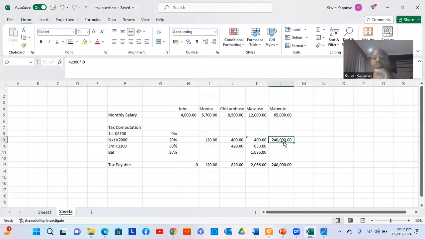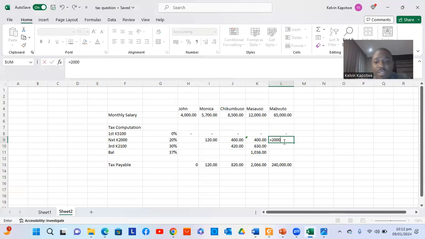And then now let's get to Mavuto. That is the highest income earner in this case. So equally, the first 2,000 will be 400 kwacha. So remove the first 5,100, get it off from there. Then what you're going to do is tax the 2,000 at 20%. Then you also go and tax the 2,100.